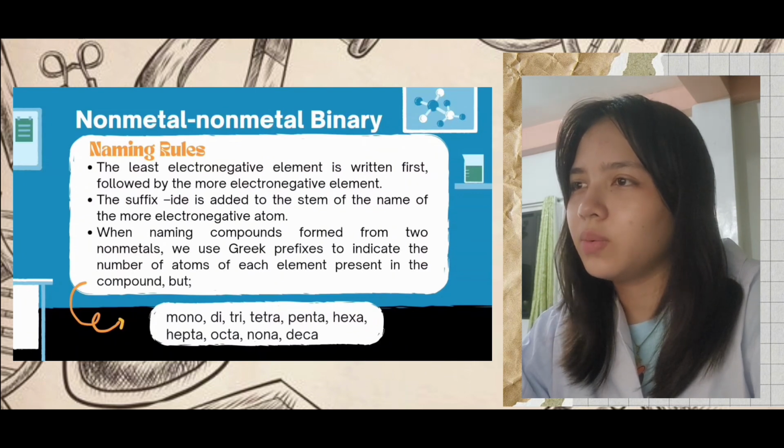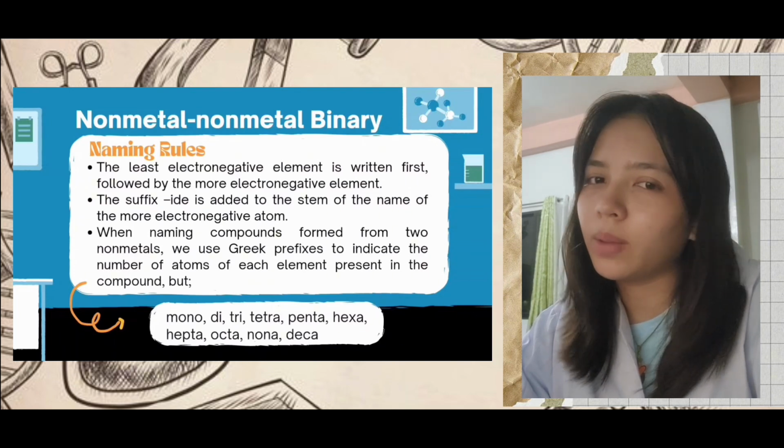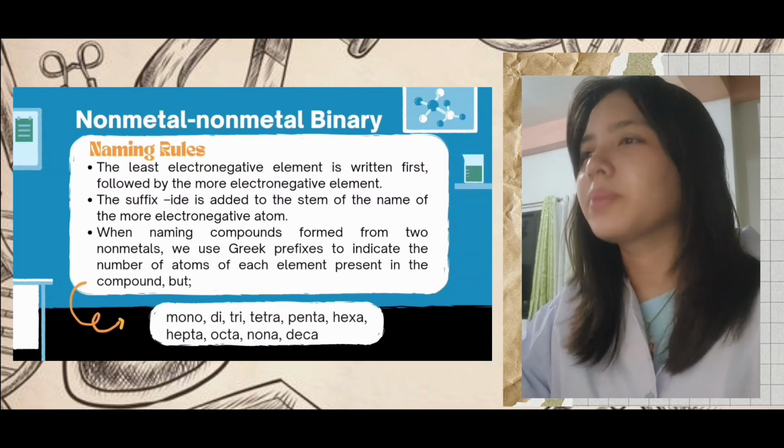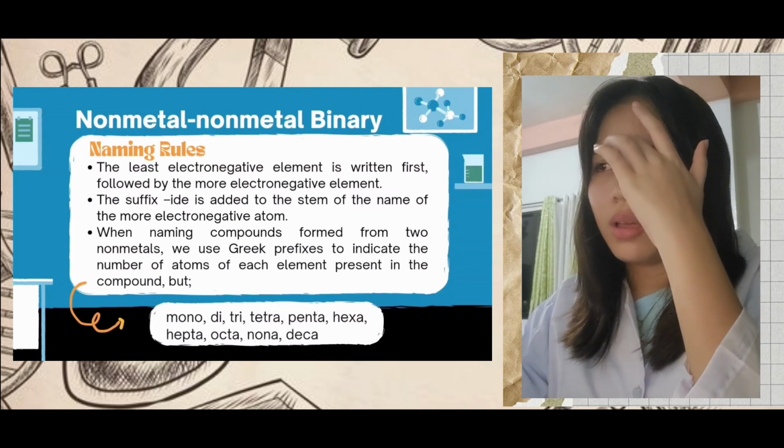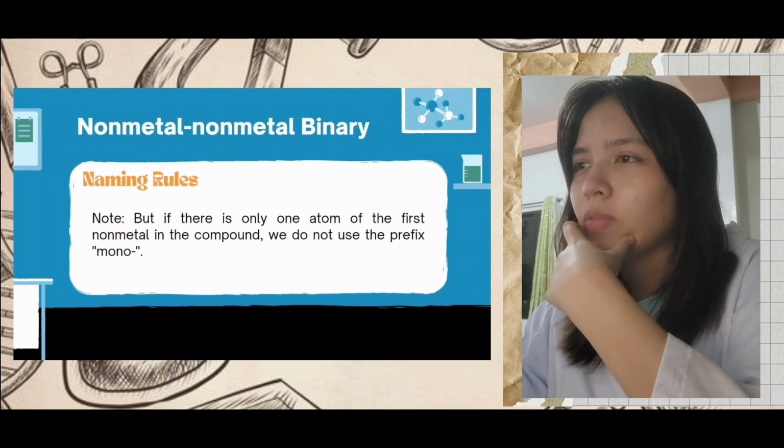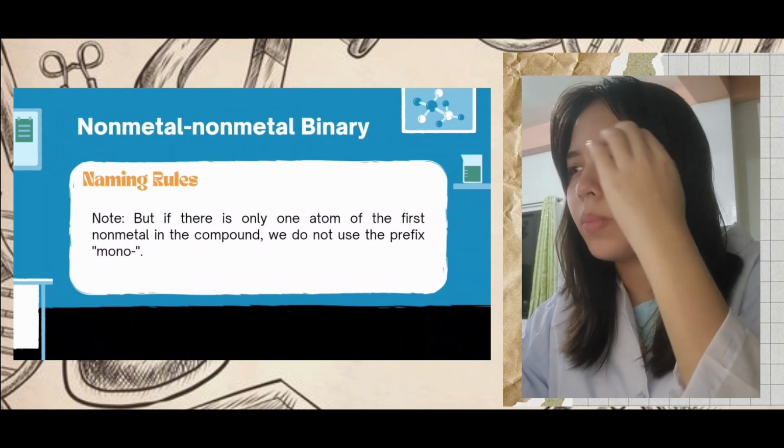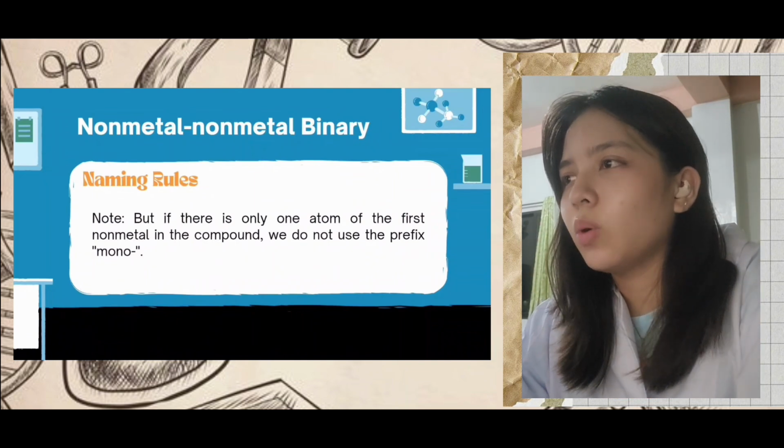And then lastly, when naming compounds formed of 2 nonmetals, we use the Greek prefixes, the ones I mentioned: mono, di, tri, and so on. But if there is only one atom of the first nonmetal in the compound, we do not use the prefix mono.